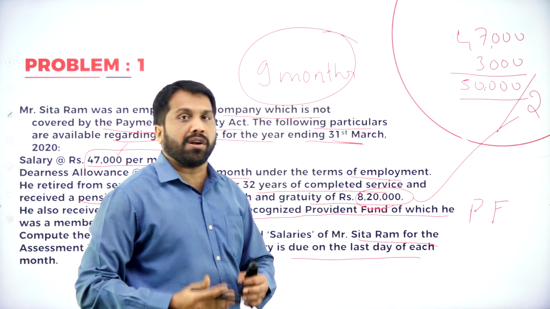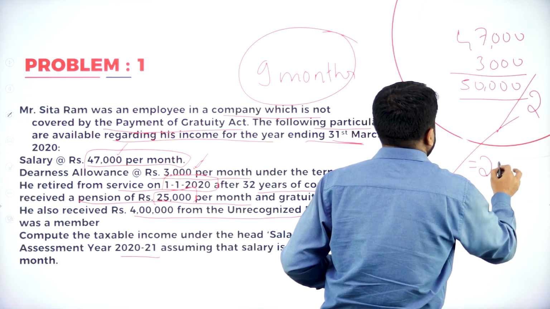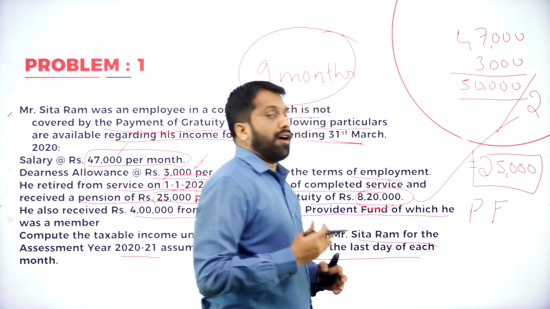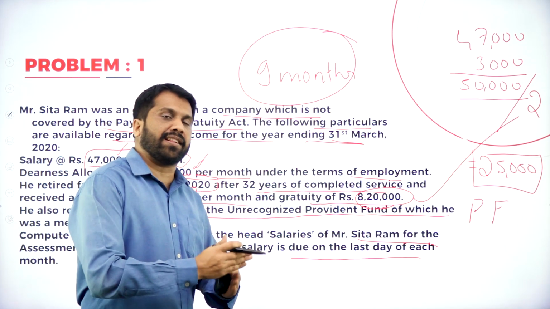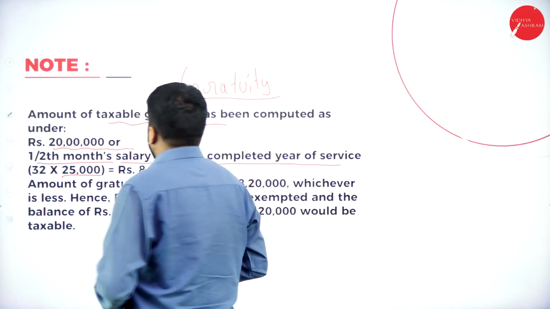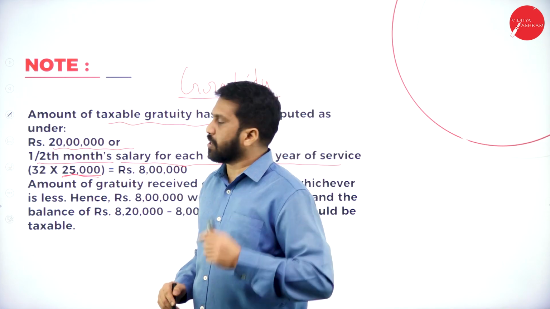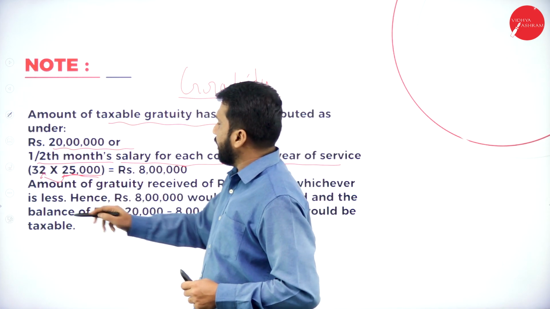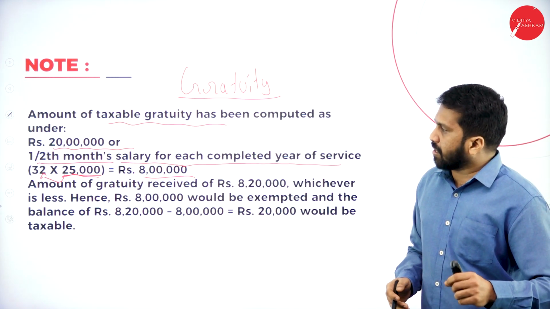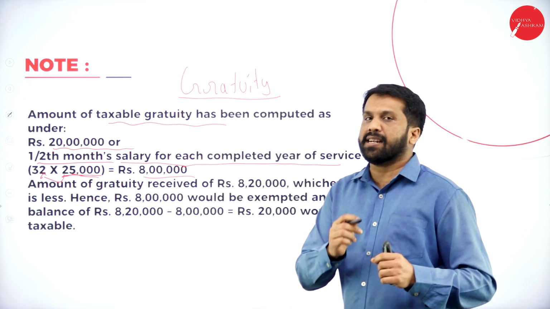Because we have to take what? Only half. So we should consider how much? 25,000. Hope you are clear. Half salary of what he recently received. Now, 25,000 he received. How many years he completed? 32. Into 32, it will be 8 lakh. Hope you are clear. Your 32 into 25,000, we call it 8 lakh.